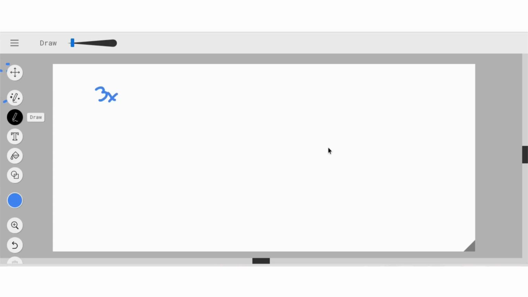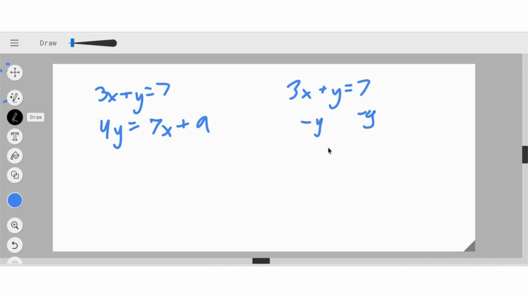So 3x plus y equals 7, and then 4y equals 7x plus 9. Now here there's no apparent substitution or elimination thing, but we can manipulate the equation. So let's take 3x plus y equals 7. Actually, I think it's better to subtract 3x from both sides, because that instantly gets us y by itself, giving us y equals 7 minus 3x, and then we just substitute that into one of our other original equations and do the same thing.